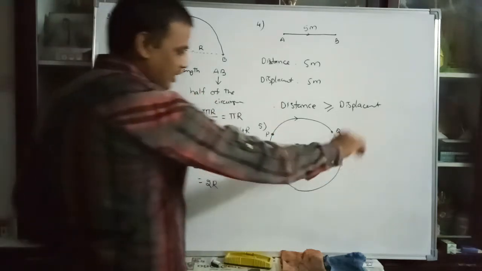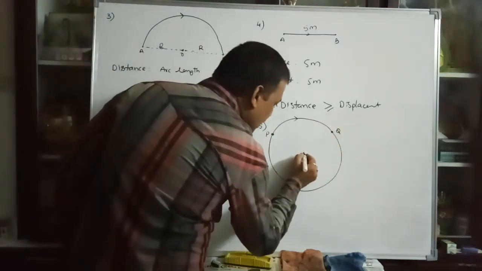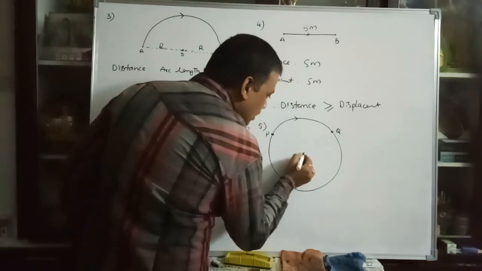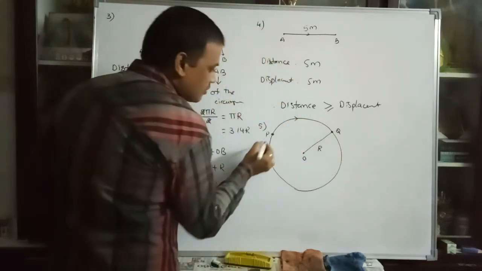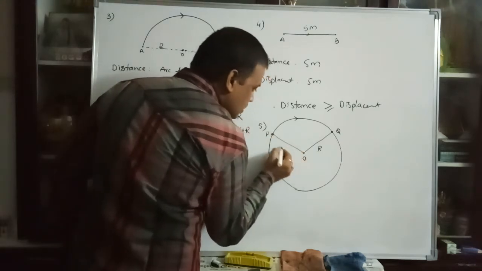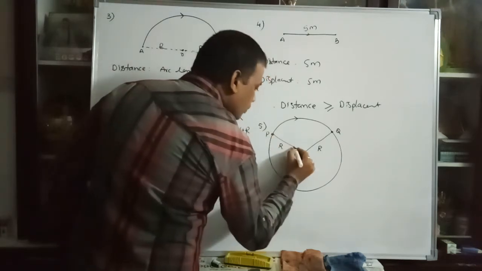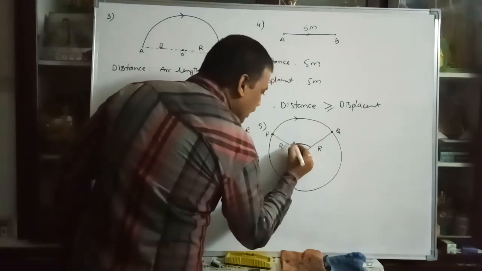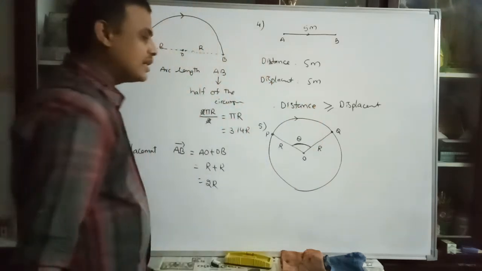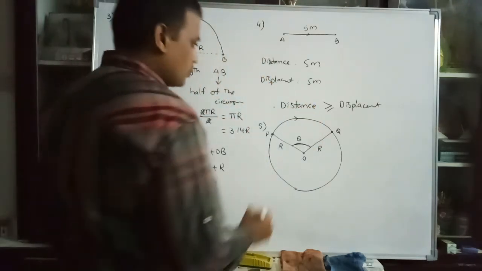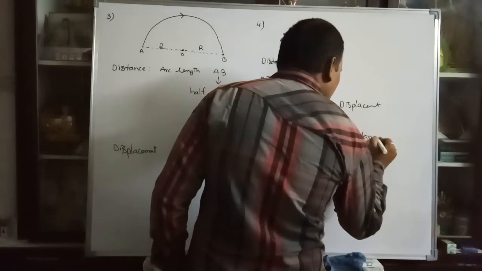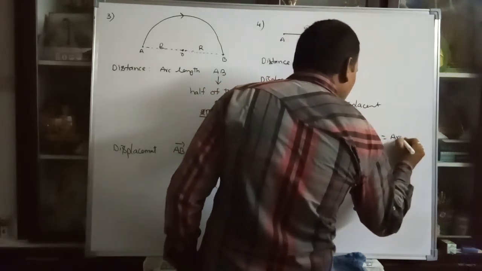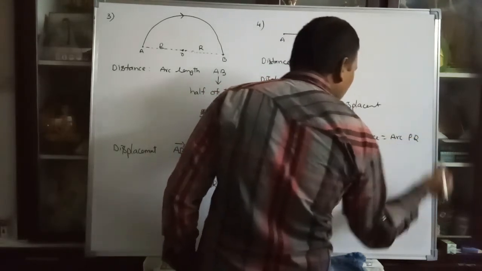So this is the circumference. This can be taken as center O. From the center to any point on the circumference is the radius R. From point P to O, this is also R. So these 2 radii make an angle theta. What is the distance and displacement? So distance is nothing but the arc length PQ.